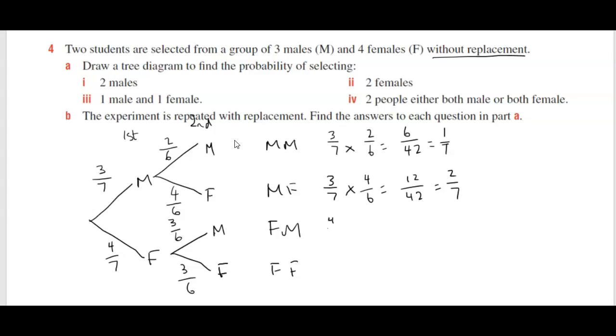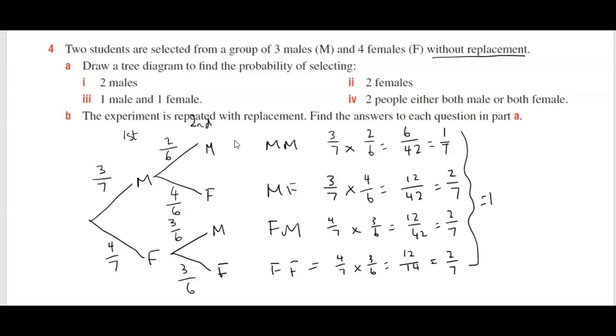And then we've got 4/7 times 3/6. It's going to be the same as before, so 12/42, which is 2/7. And then female, female, we've got 4/7 times 3/6 gives you 12/42. Okay, I'm checking as I go. All right, so we've got 7/7, which is good. I just added all these up. Remember, they have to equal 1, and they do.